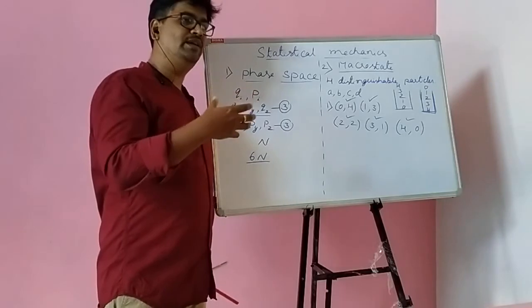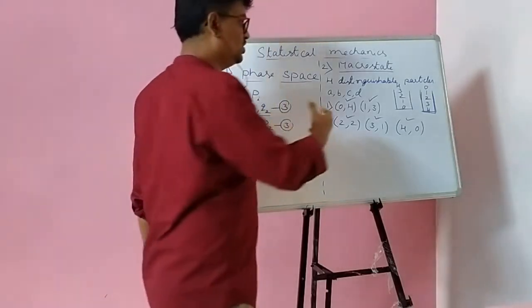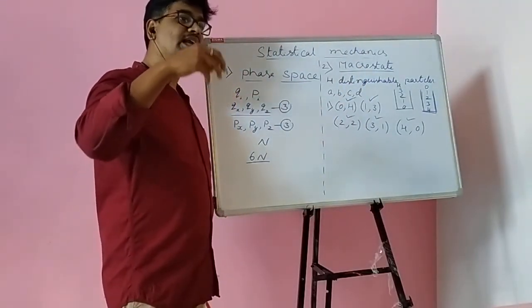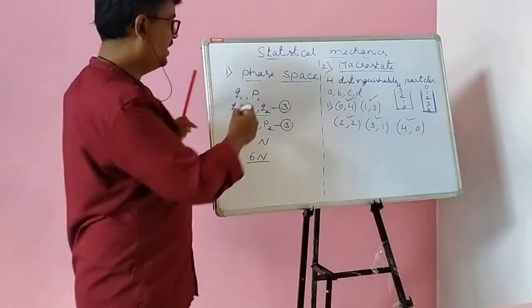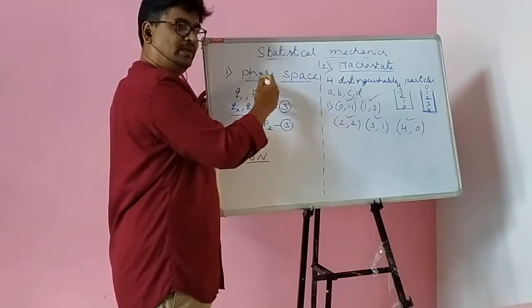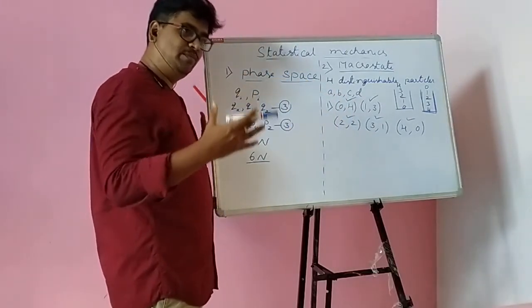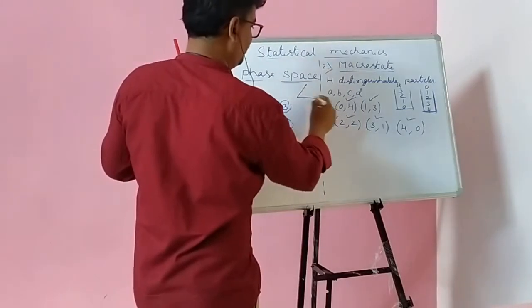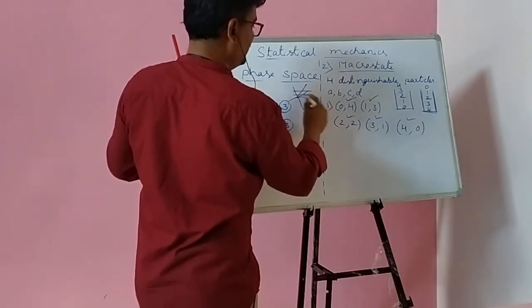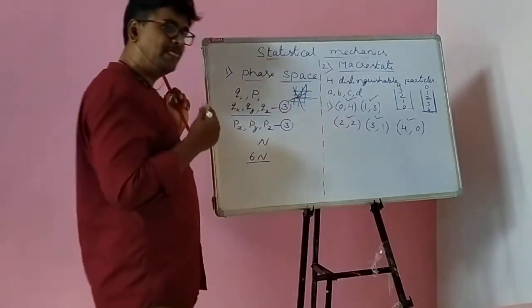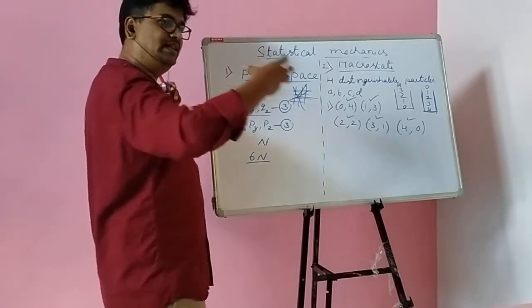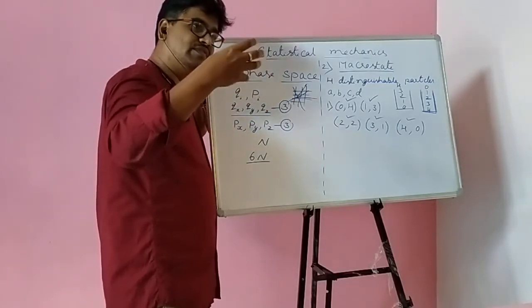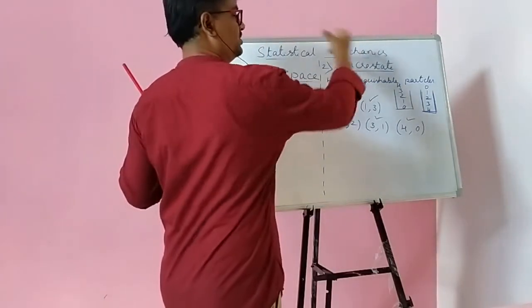Compartment wise arrangement of particles is known as macrostate, or otherwise I can say the arrangement of particles in a cell in a phase space. I have told you what phase space is: a 6-dimensional space having 3 position coordinates and 3 momentum coordinates. I will further divide that phase space into a number of cells, and distribute the particles in each cell. The arrangement of particles in a cell in the phase space is known as macrostate.